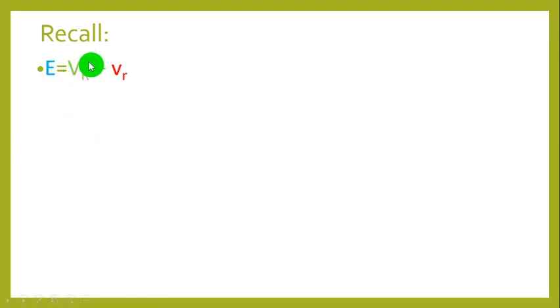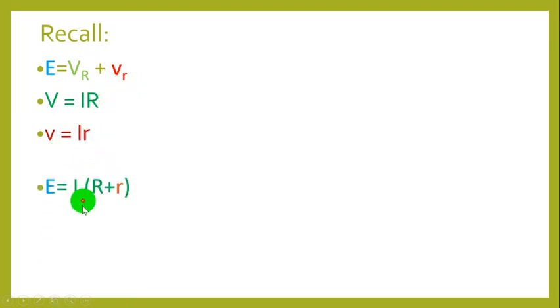However, if you can recall from what we have done in the previous video, we stated the relationship between electromotive force, terminal potential difference, as well as lost voltage. Also, we stated the formula for V big R, which is terminal voltage, as IR, and the formula for lost voltage as V small r equals Ir. By substituting V and small r into the first equation, we arrive at what I'm showing here.